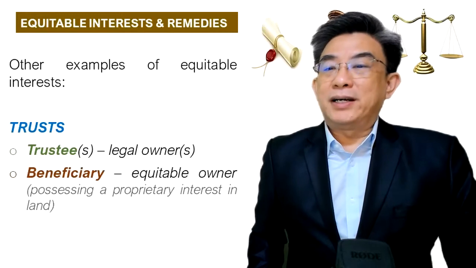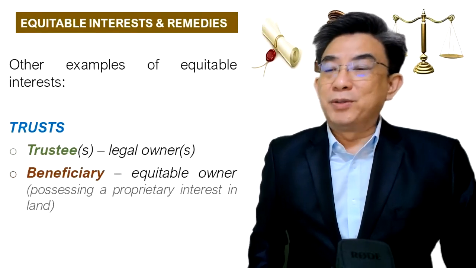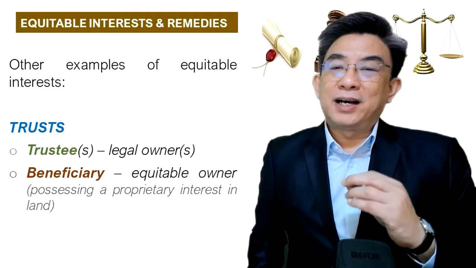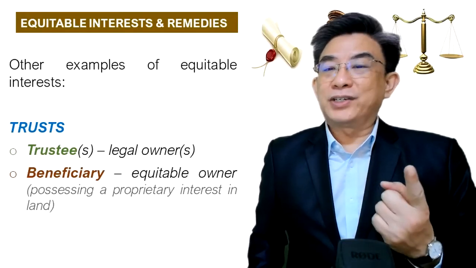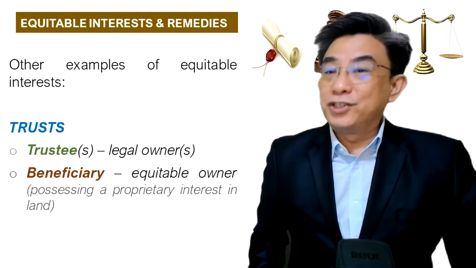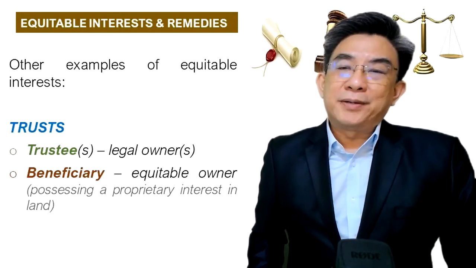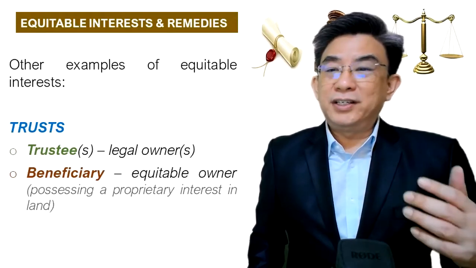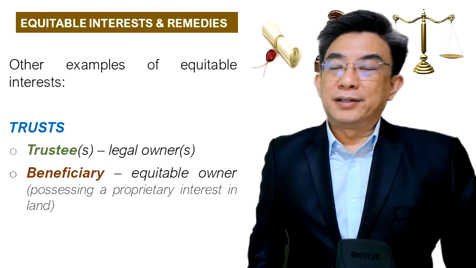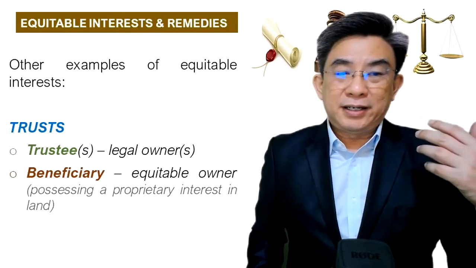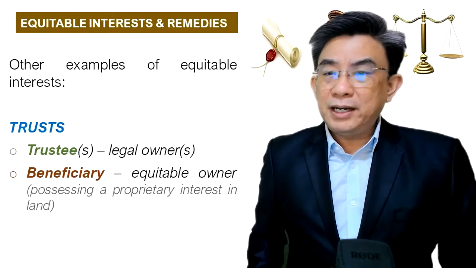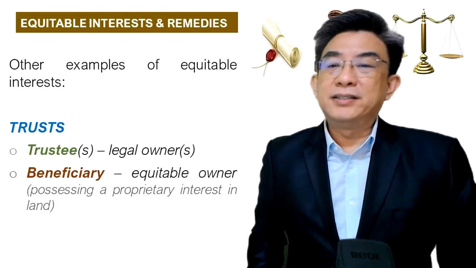Now, one very big example of equitable interest will be the beneficiary in the trust. In the trust, the trustee or the trustees are the legal owner or owners. There may be one trustee, there may be three. Some charitable, public or religious trusts will have five. The rule says that the trustee is the legal owner. The beneficiary is just an equitable owner. Somebody looks after the title on their behalf, but the beneficiary actually possesses the proprietary interest, that means the right in the land.